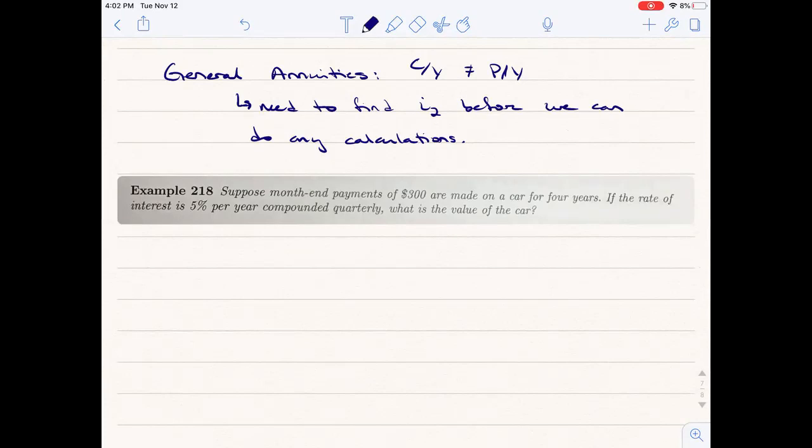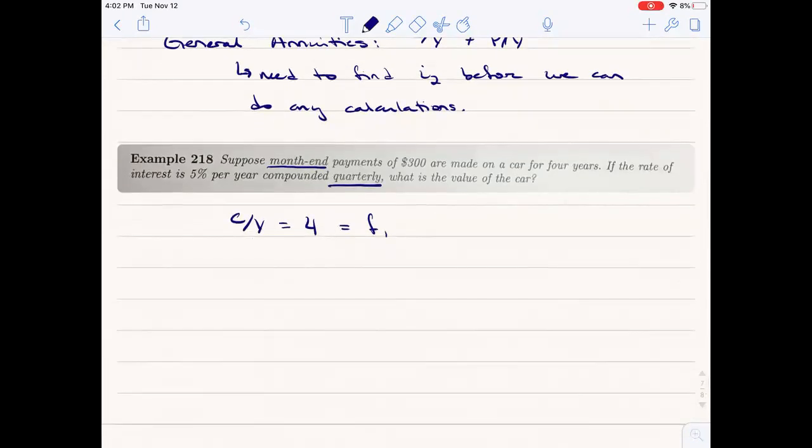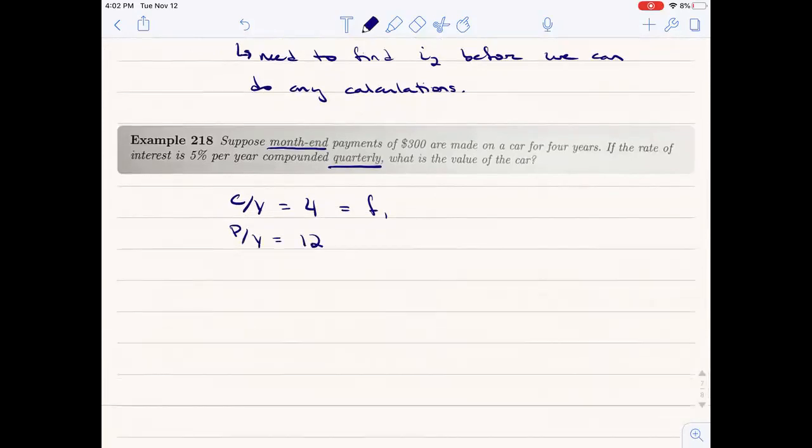And so now I've got my compoundings per year is 4, which is my F1. And then I'm making month-end payments. The question is emphasizing that the payments are at the end of the payment period, right? Because next day we'll have payments that could be at the beginning, right? But for now, all the payments have been at the end, and they will be at the end until Thursday. And so month-end payments means that we have payments per year of 12, right? Monthly payments, which is going to be our F2.